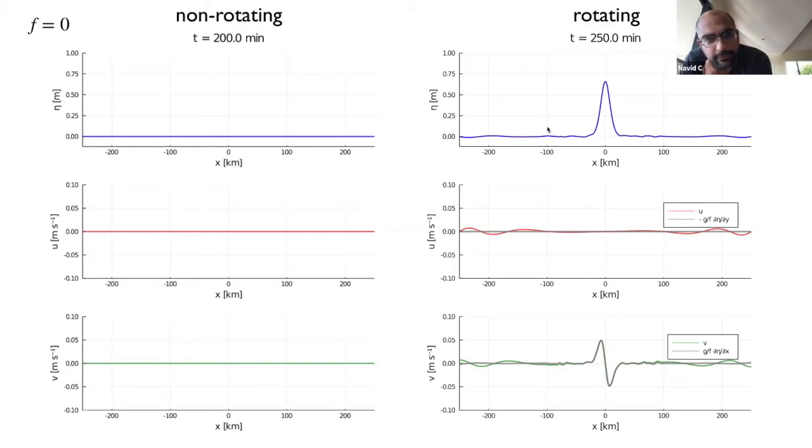Is this true? Perhaps Marty, can you come in? Yeah, so this is basically called the Rossby adjustment problem. So you can actually predict the final state.